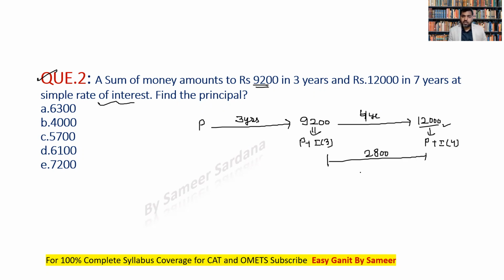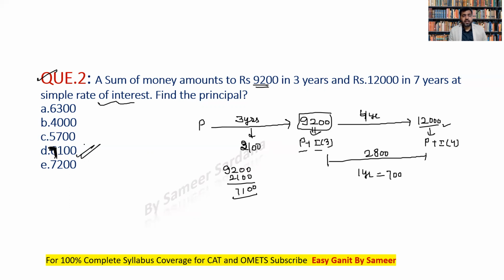of 2,800, right? That means in 1 year, I will be earning an interest of 700. So in these 3 years, my interest will be 2100, right? So out of this 9200, which is the principal plus 3 years of interest, if I subtract the 3 years interest, which is 2100, I'll get my answer, right? Which is 7100, right? It has to be option D, right?